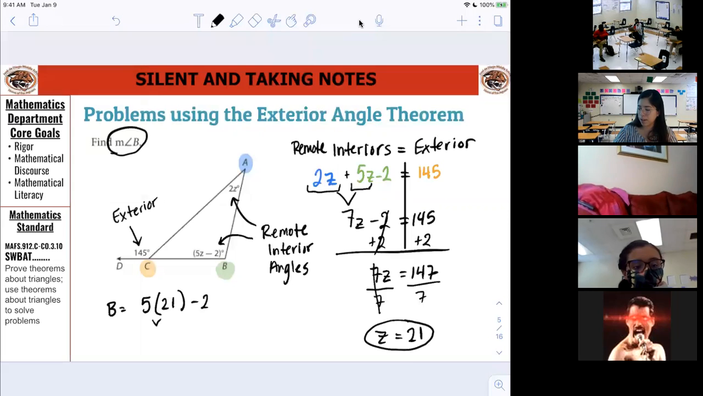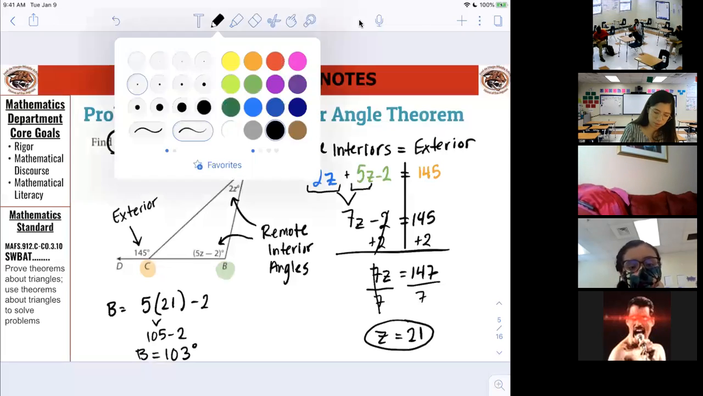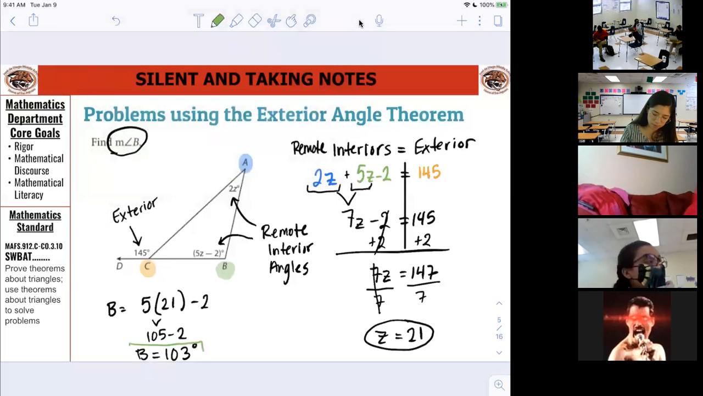So 5 times 21. What does that give me? 105. Good. So then 105 minus 2. I got 103. So yeah, it's just setting up those little equations and then using that information to figure out missing angles.